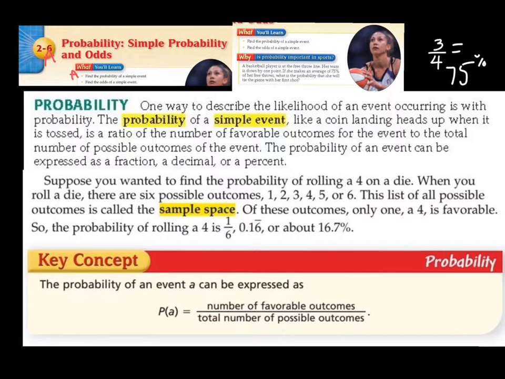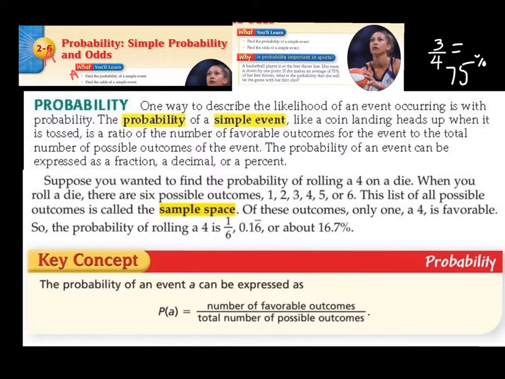Suppose you wanted to find the probability of rolling a 4 on a die. When you roll a die, there are 6 possible outcomes: 1, 2, 3, 4, 5, or 6. This list of all possible outcomes is called the sample space. Of these outcomes, only one, a 4, is favorable. So the probability of rolling a 4 is 1/6, or as a decimal, 0.16 repeating, or about 16.7%.